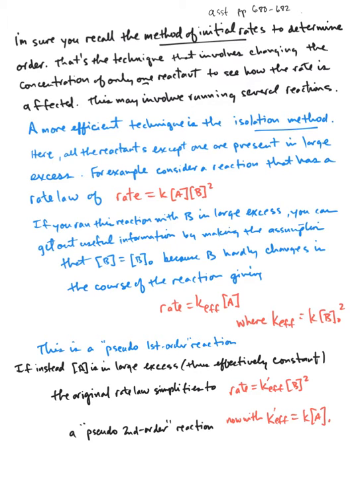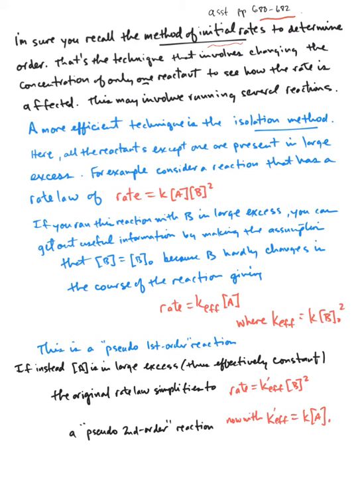This is just a short little section of things that I thought were kind of important from this little 3-page section in your textbook, 680 to 682. It expands upon the arsenal of ways that people figure out kinetic information from going into the lab and doing experiments. I'm sure you recall something technically called the method of initial rates to determine order. That's the technique that involves changing the concentration of only one reactant to see how the rate is affected. We talked about one yesterday, if you recall, that had a half order.